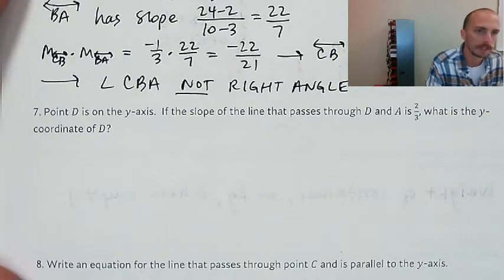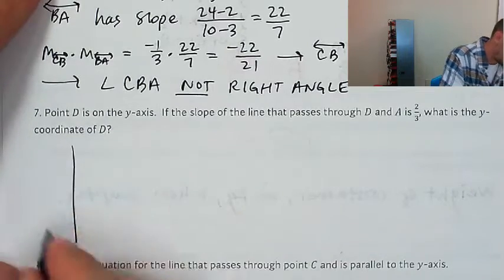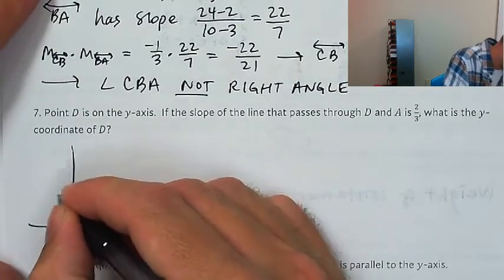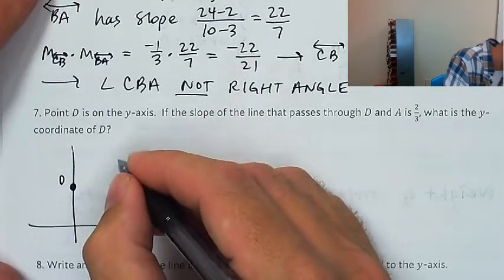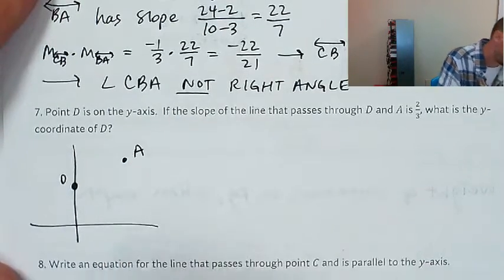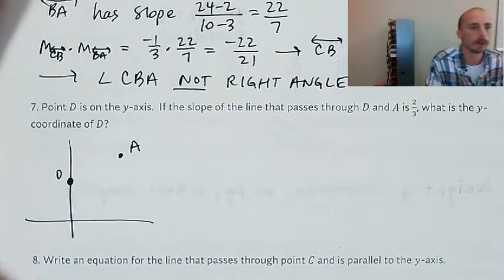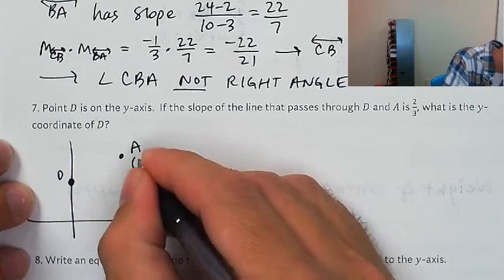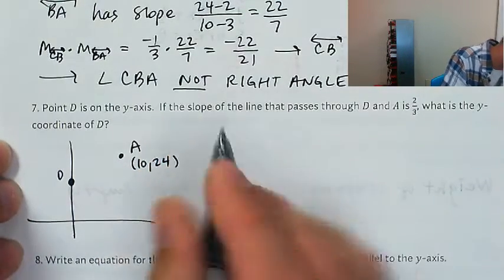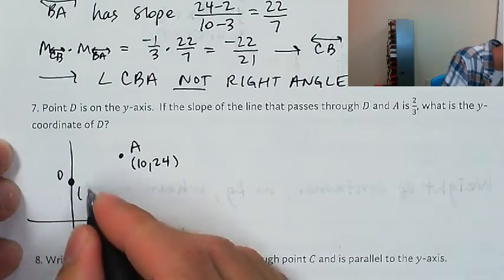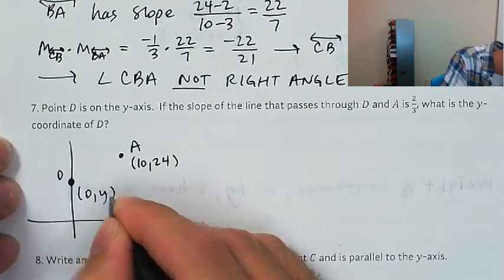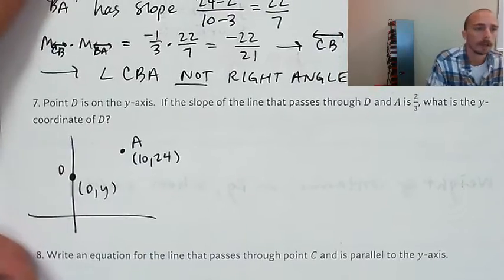And now point D is on the y-axis. Okay, I'm going to redraw the diagram. The line that passes through points D, which is here, and A, which I have the coordinates of, has slope 2/3. And that's going to be enough to find the y-coordinate of D. Okay. A has coordinates (10, 24). I don't know the coordinates of D, but I do know the x-coordinate, and that'll be enough, right? So the x-coordinate is going to be 0, and the y-coordinate is yet to be determined.